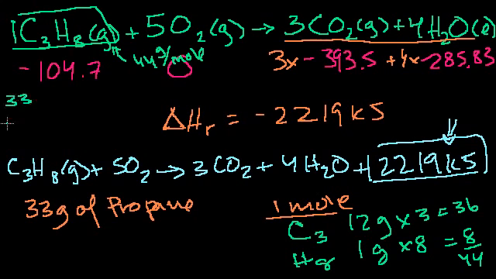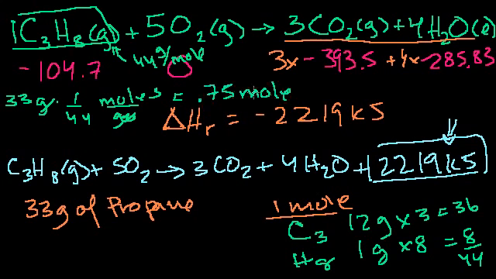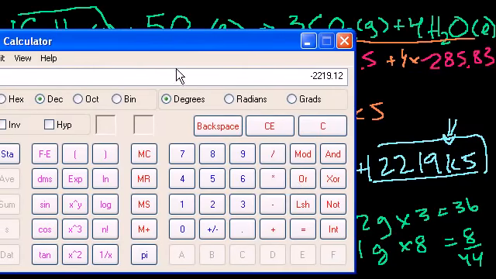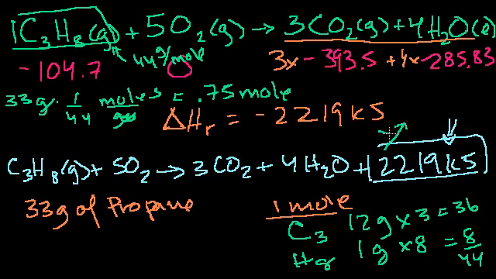Now, if I give you 33 grams, how many moles am I giving you? Well, 33 grams times, I guess we could say 1 over 44 moles per gram. And then the grams cancel. I'm giving you 33 over 44ths of a mole, or I'm giving you 0.75 moles. So if 1 mole produces this much energy, 3/4 of a mole is going to produce 3/4 of this. So we just multiply that times 0.75, and you get 1664.